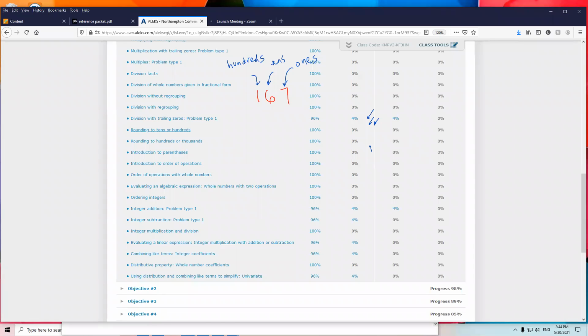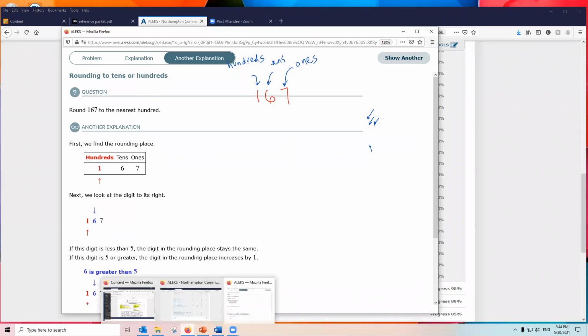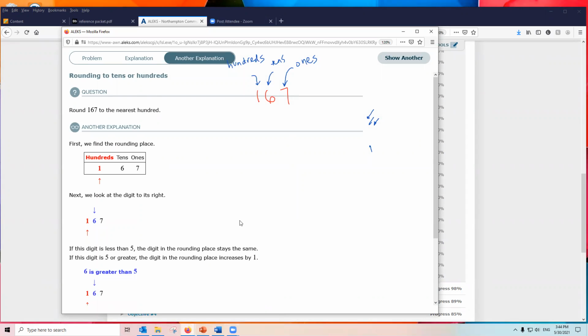All right, so let me go back to our example. All right, here it is. So they're asking us to round to the nearest 100. So I think it's a good idea to circle the position they're asking me to round. So they want me to round this 1.